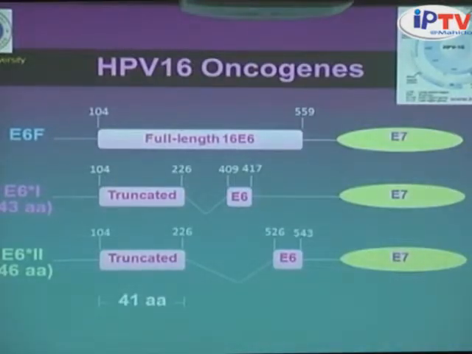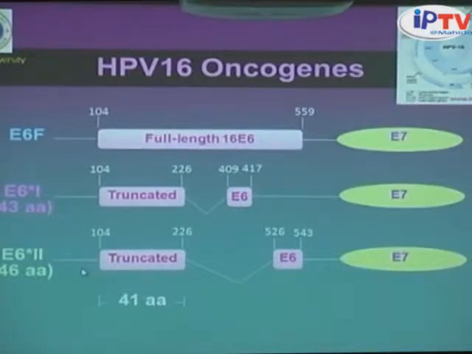HPV 16 is a tiny DNA virus of only 8 kb, and when integrated into the host chromosome, it produces only two kinds of major proteins called E6 and E7. But type 16 is a special type of human papillomavirus because the E6 protein can undergo a splicing process to generate two small E6 proteins called E6*1 and E6*2.